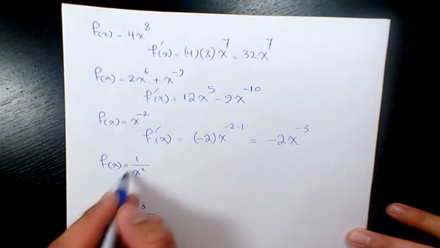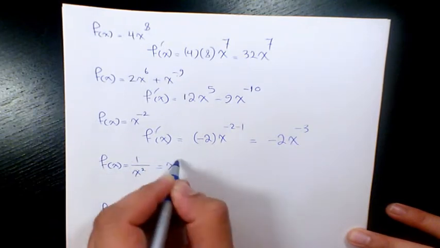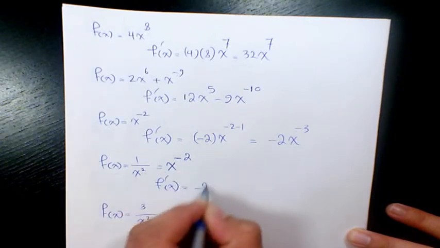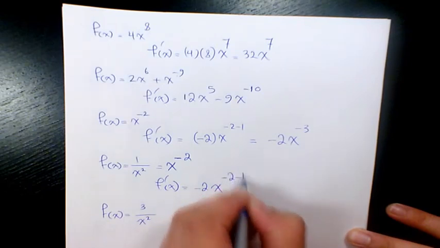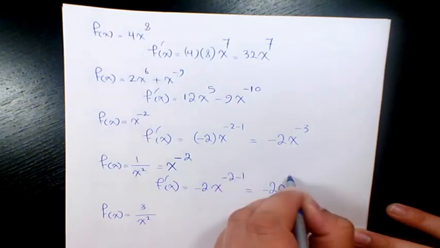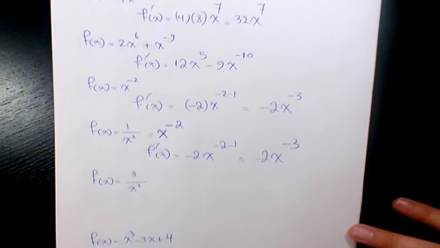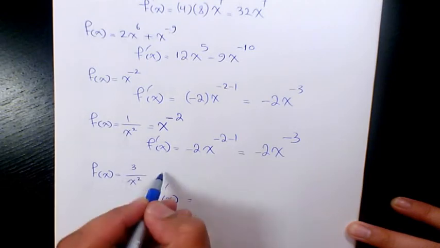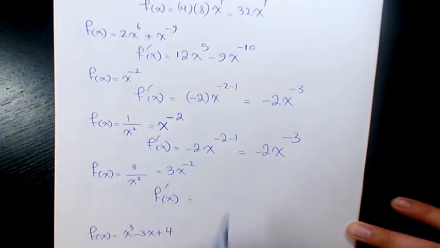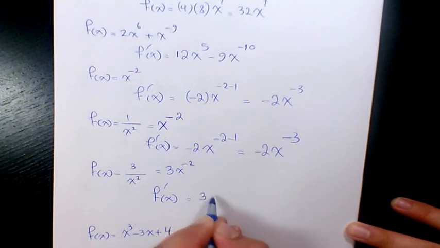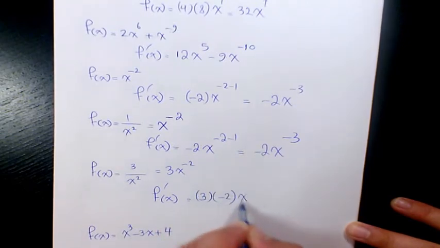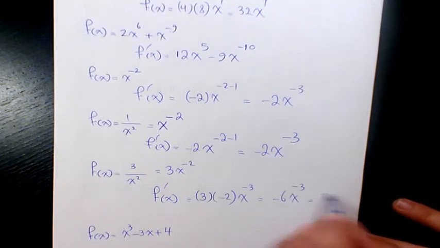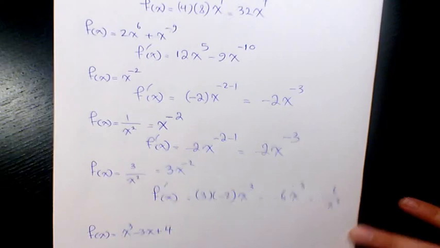Next one, f of x is 1 over x squared, which is equal to x to the power of negative 2. So f prime will be negative 2 times x to the power of negative 2 minus 1, which is going to be negative 2x to the power of negative 3. Next one is 3 over x squared, which is 3 times x to the power of negative 2. When you find the derivative, it will be 3 times negative 2 times x to the power of negative 3, which is negative 6x to the power of negative 3, or I can say negative 6 over x cubed.